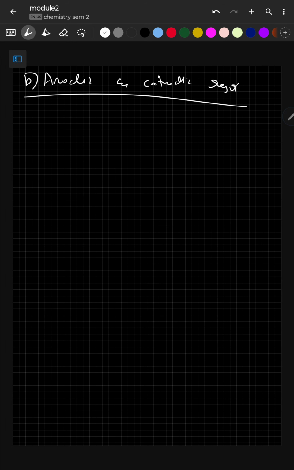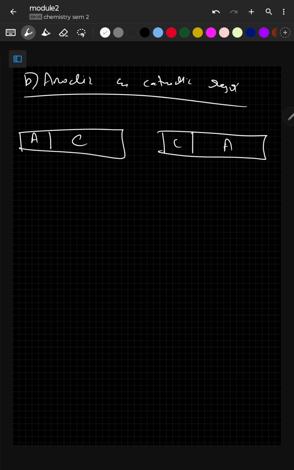Let's take two cases. In one case, anode area is small, cathode area is big. In one more case, the cathode area is small, anode area is big. Generally, what we think, anode is susceptible to oxidation. So more anode, more oxidation, more corrosion. No. So then we choose this, but that's wrong. Actually, lesser the anode area, faster the rate of corrosion. Again, point to remember: lesser the anode area, faster the rate of corrosion.